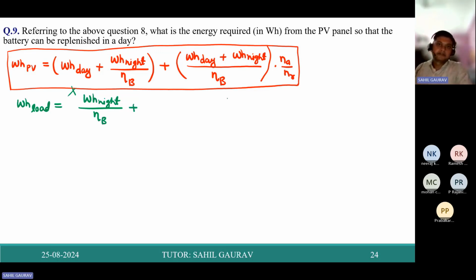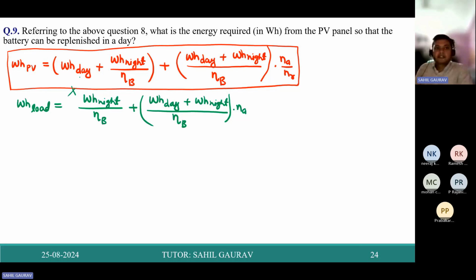Now we have to consider the autonomy days. In autonomy days, both during day plus during night, all the power comes from the battery, so it will be divided by the efficiency of battery into Na.